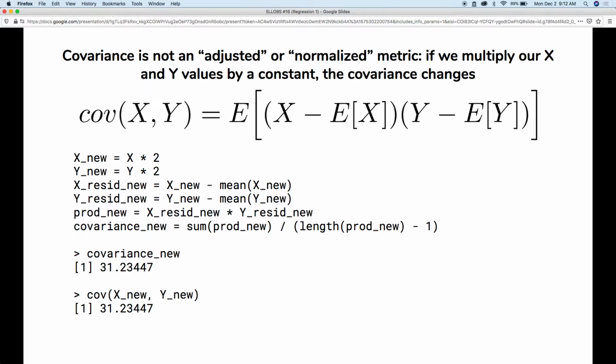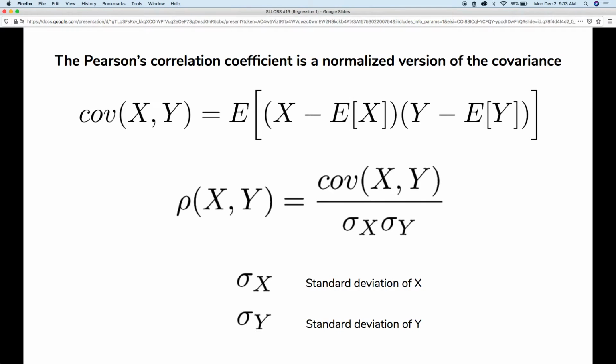Okay. So covariance is this unadjusted metric. It's not normalized, but it can be useful, and whether it's positive or negative is still informative. But there's a potentially better metric that we can use, probably one that you're more familiar with, which is the Pearson's correlation coefficient.